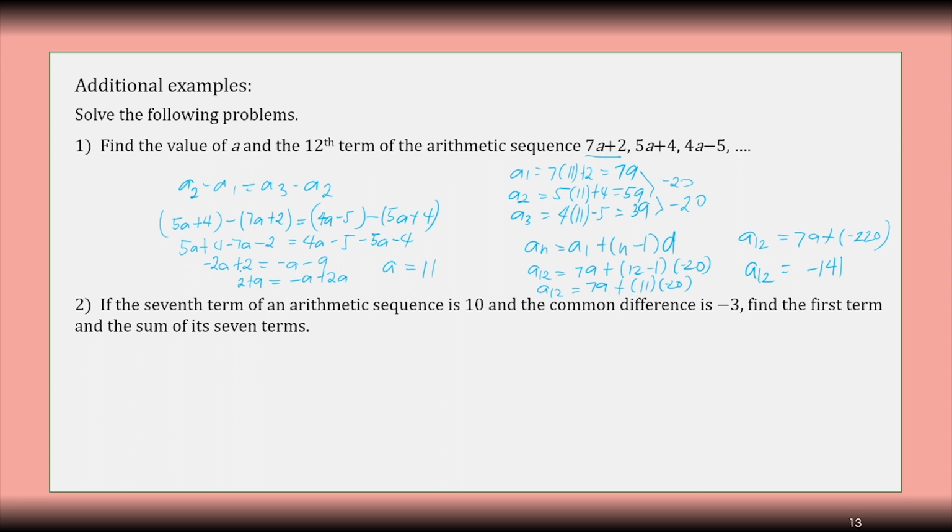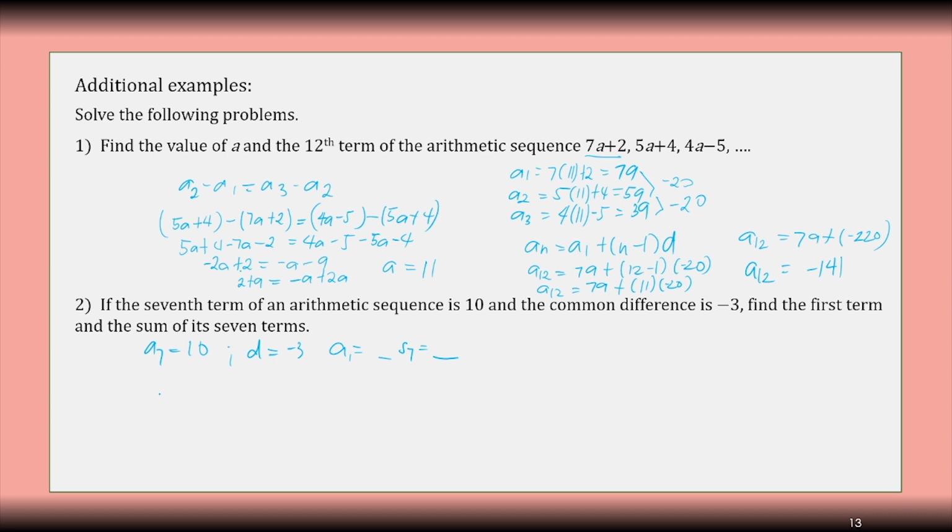Next, example number 2 naman tayo. So, example number 2 natin, if the 7th term of an arithmetic sequence is 10, 7th term, the A sub 7 yun, and the common difference natin is negative 3. Find the first term, so wala yung ating first term, and the sum of its 7 terms. So, sum ng ating 7 terms. O, ayun yung ating mga missing value. So, syempre, dapat mahanap natin A sub 1.